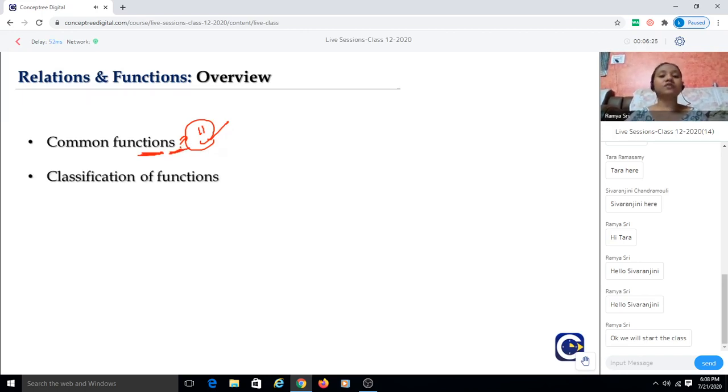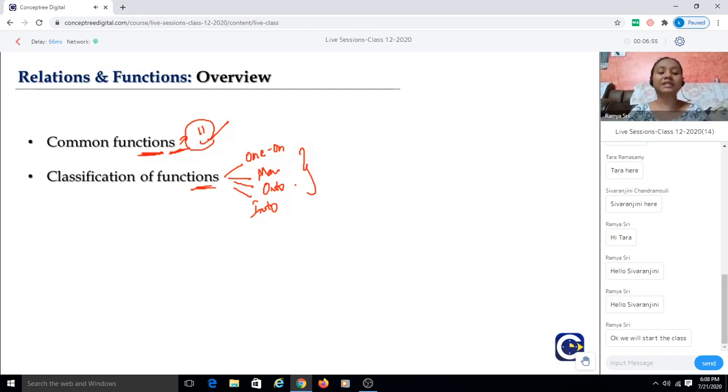As part of it, we have even covered the classification of functions. In this classification, we have learned four: one-one, many-one, onto and into. We have even seen the combinations of these classifications of functions, and we have solved a few questions based on this classification.